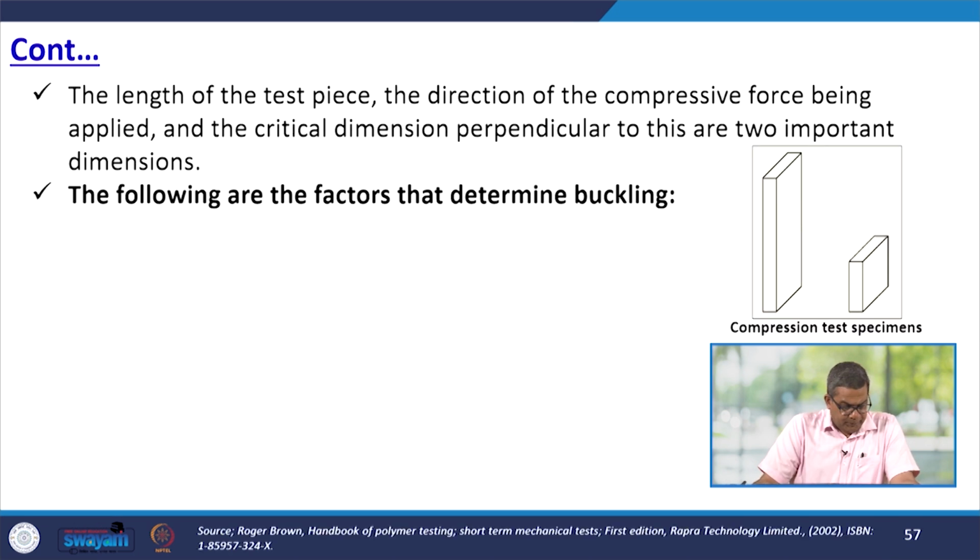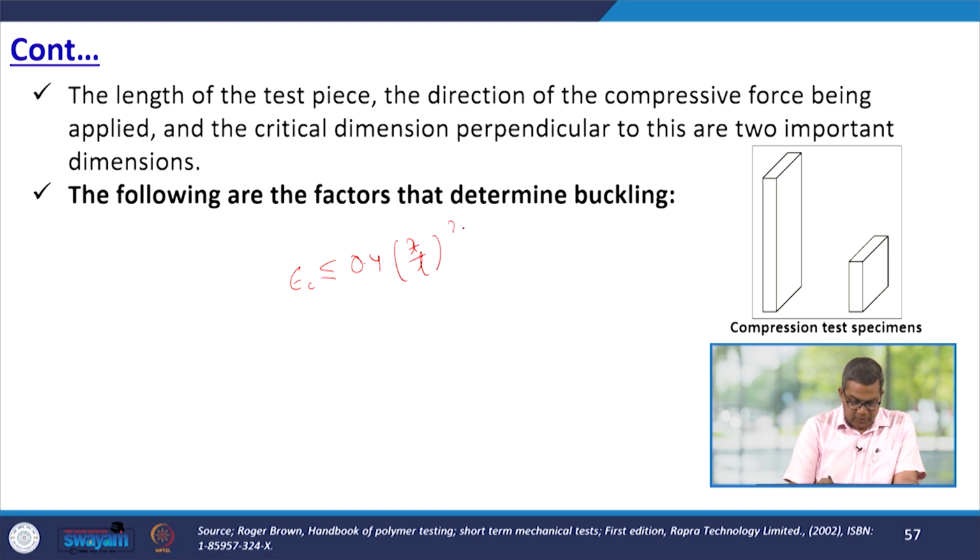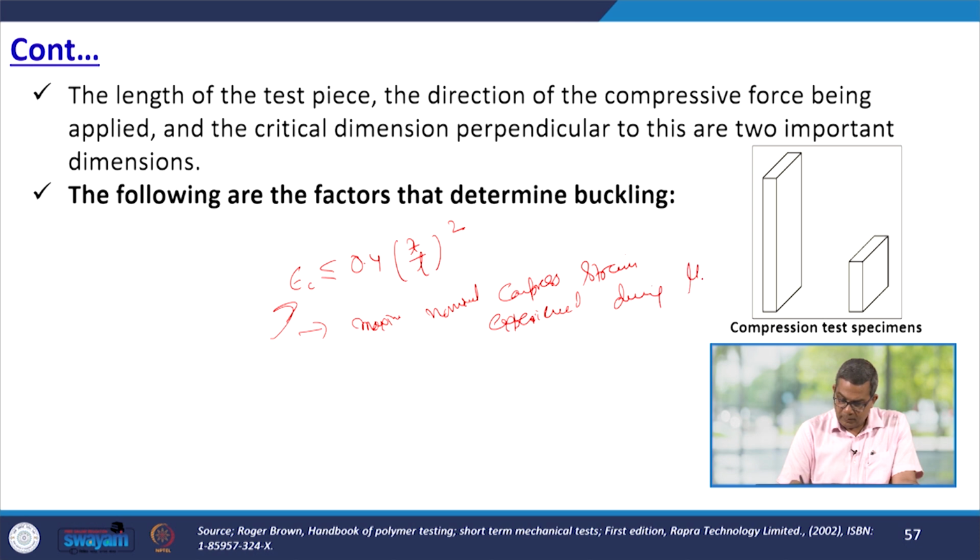Now, usually the two key dimensions are the test piece length along the direction of the force, and the parameter that governs the buckling is given as epsilon c less than or equal to 0.4 x over L to the power 2, where this epsilon c is the maximum nominal compressive strain experienced during the test, and L is the length of the test piece and x is the diameter if the test piece is a cylinder, the outer diameter if it is a tube, or the thickness, that is the smaller lateral dimension, if it is a prism.